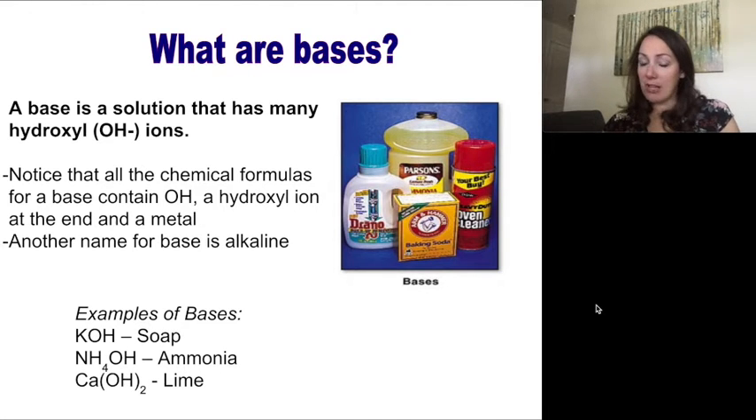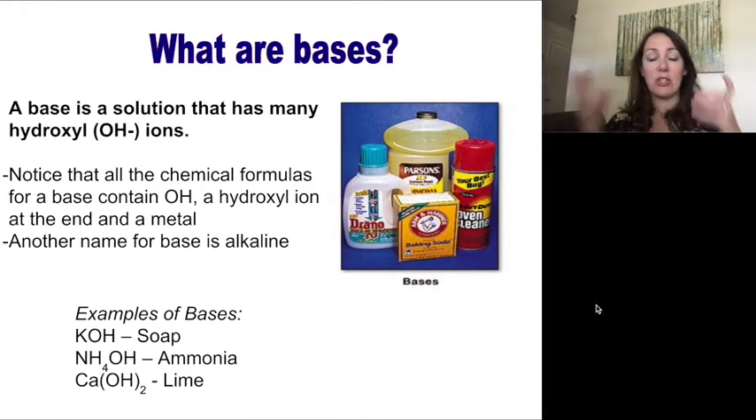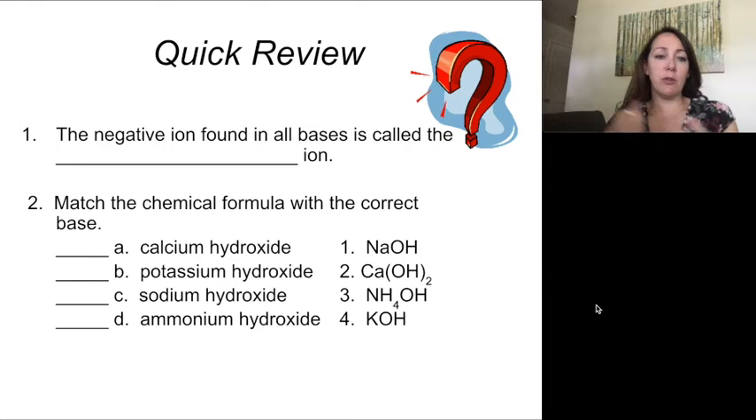So some examples of bases, if you look in the bottom left, we've got KOH, potassium hydroxide. That's soap. Because we've got the OH at the end, we know that we have a base. We have NH4OH, which is ammonia. And because of the OH in the end, we know that this is a base as well. We have calcium hydroxide, and it has an OH at the end, which means there's a hydroxide or a hydroxyl ion. That is lime, and that is a base. And if you'll notice, these things are all cleaners. So a lot of our cleaners that we have stashed in the cabinets that you clean the house with, these are all bases.